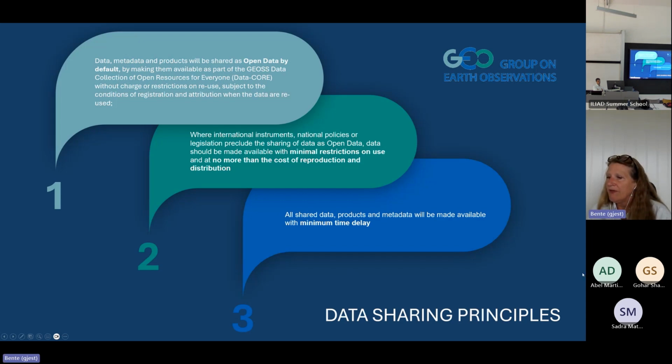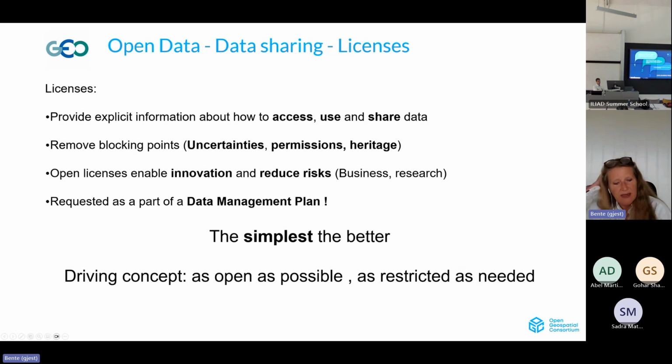I will go now very quickly through something that is increasingly important, and specifically important in digital twins, and that's licenses. We need to have knowledge about the licenses because we need to know the right to access, use and share the data. We need to remove blocking points, uncertainties, permissions, heritage, and it enables innovation and reduces the risks also for businesses and research. And it's a part of a data management plan. And the simplest is the best.